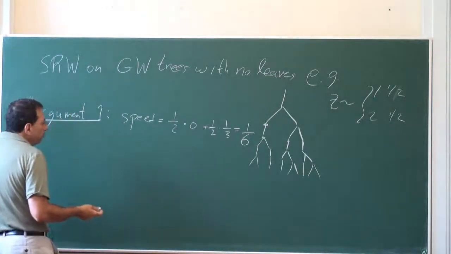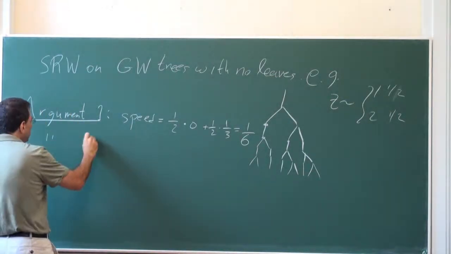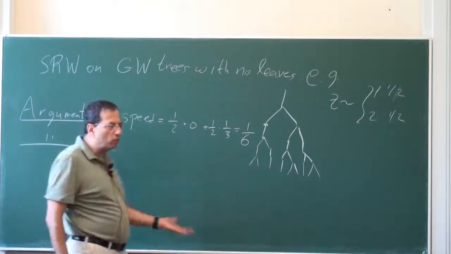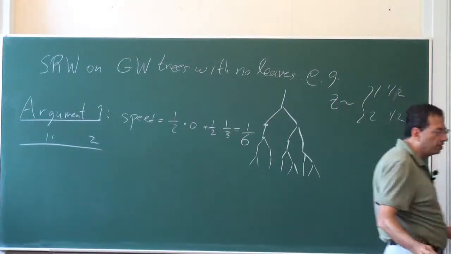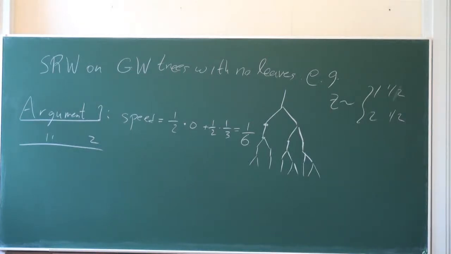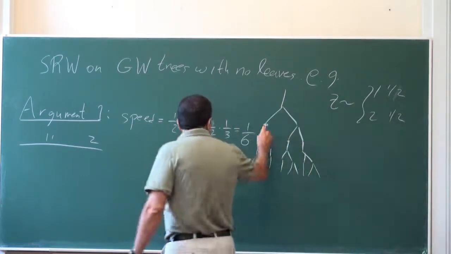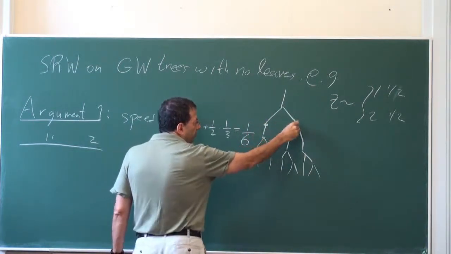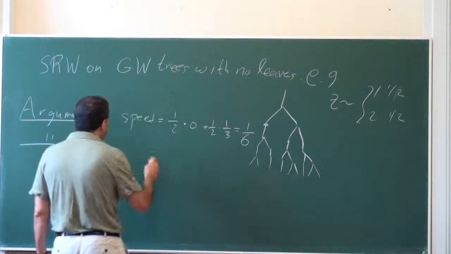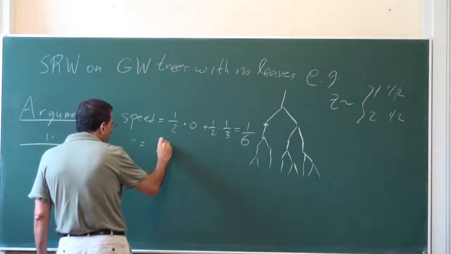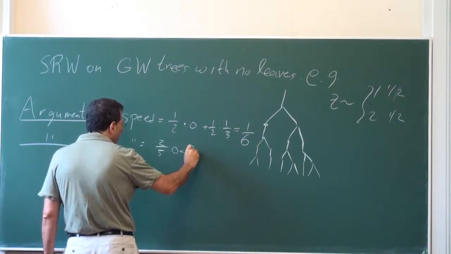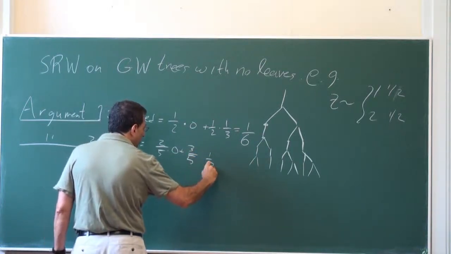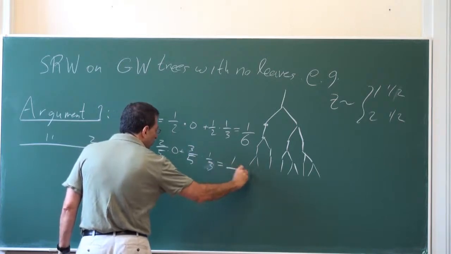But then maybe this argument is naive. Argument 2 says, remember that a random walk on a graph doesn't visit all vertices with the same frequency. We know, at least from our experience with finite graphs, that it visits vertices with frequency proportional to the degree. So these vertices should be visited only 2/5 of the time, and these vertices should be visited 3/5 of the time. So maybe the speed is 2/5 times 0 plus 3/5 times 1/3, which gives 1/5.